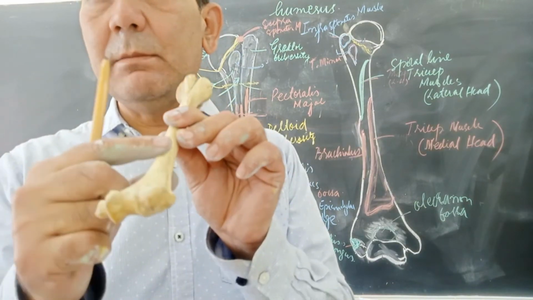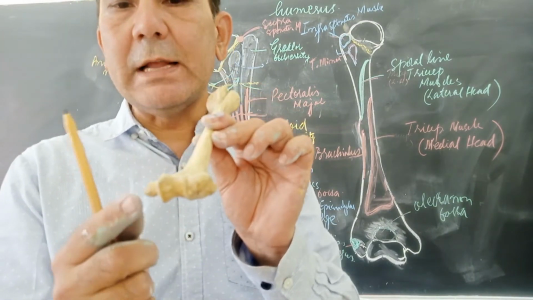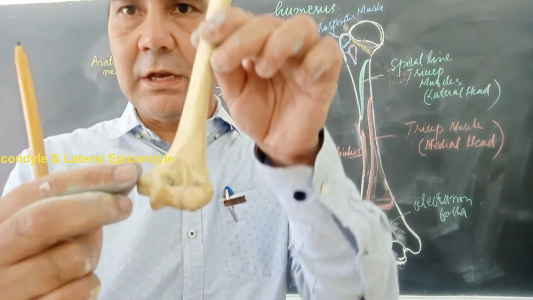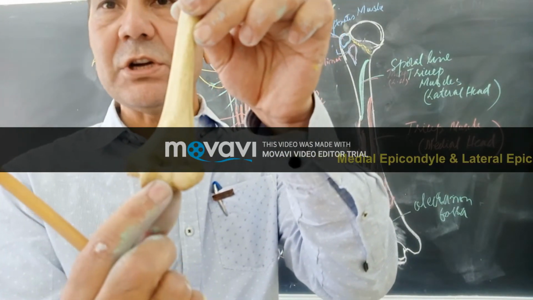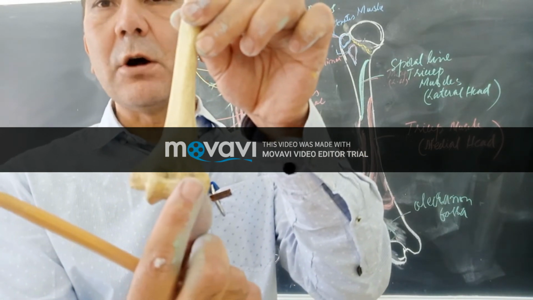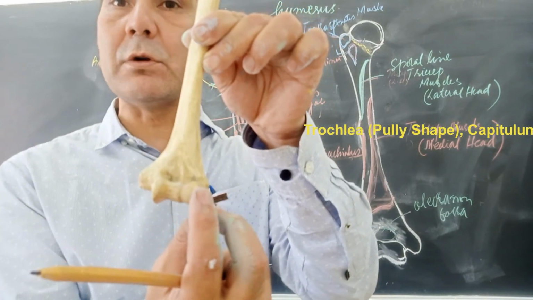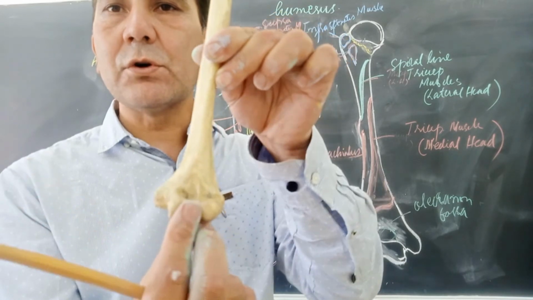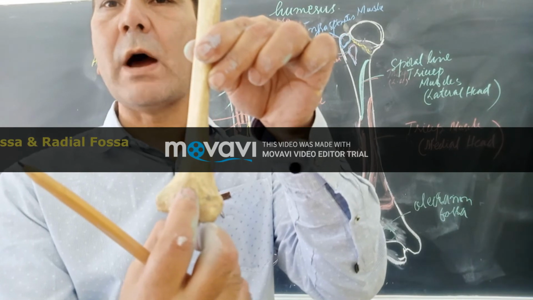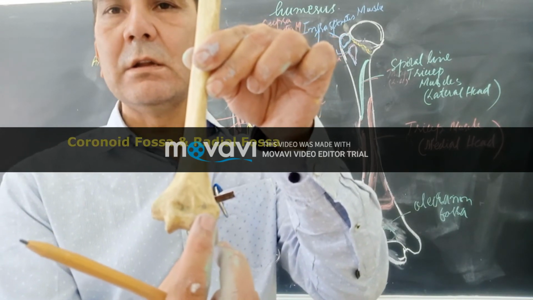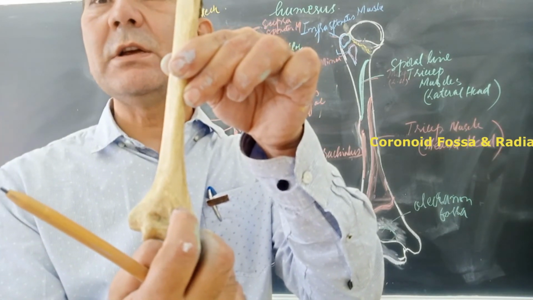At the lower end, it becomes triangular in shape, with two condyles. This projection is the area on the medial side. This is called the medial condyle, and this is called the lateral condyle. This pulley-like structure is called the trochlea, and the rounded structure just lateral to the trochlea is called the capitulum. Just above the trochlea is a fossa called the coronoid fossa. Another fossa is present just above the capitulum, called the radial fossa.